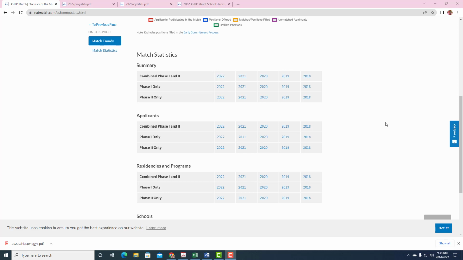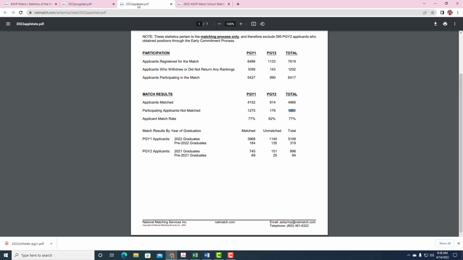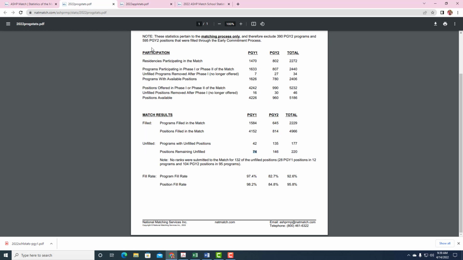Pretty shocking news coming out of phase two, and I'm going to go into this as we talk about it. I'm going to talk a little bit about the unfilled positions. In PGY1, there's 74. In PGY2, there's actually quite a few: 146 unfilled PGY2 positions. And that's kind of incredible when you think about the competition for it and so forth.